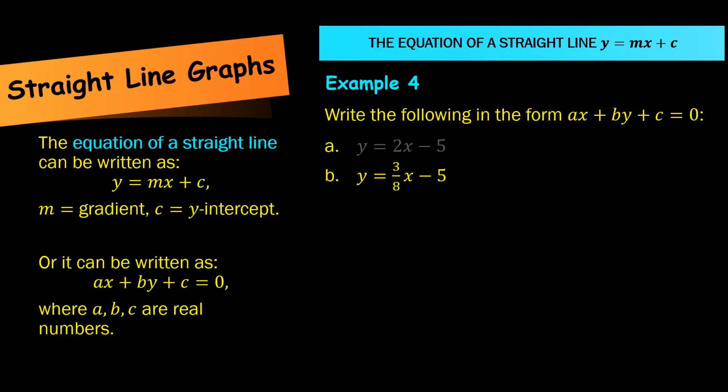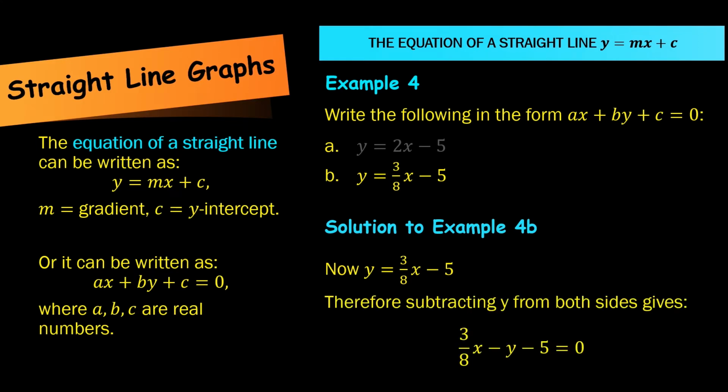Now let's solve example 4b. We have that y equals 3/8x minus 5. Therefore, subtracting y from both sides gives us the equation in the form ax plus by plus c equals 0, where a equals 3/8, b equals minus 1, and c equals minus 5.